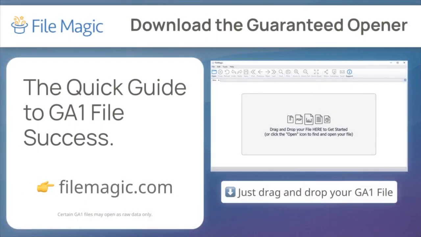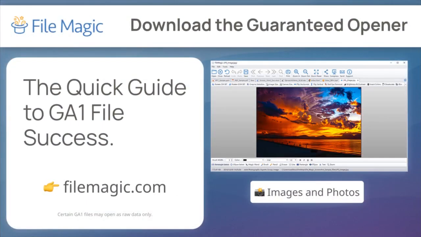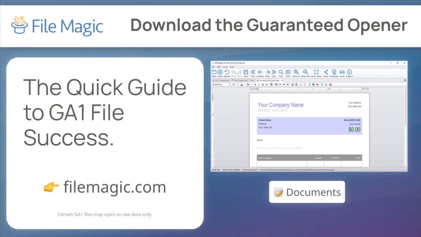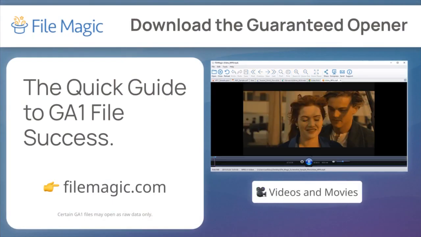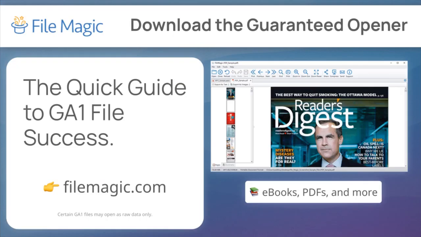Consider this your first line of defense. A universal viewer bypasses many common GA1 Windows errors. This is my personal favorite utility for this task, and I will be discussing it soon.